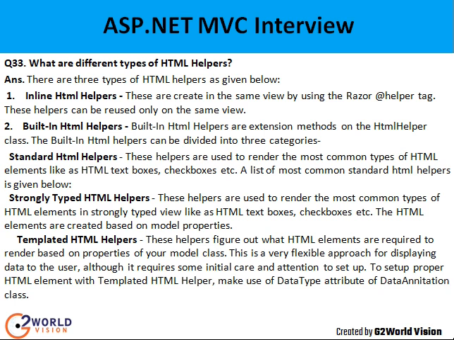Built-in HTML helpers. Built-in HTML helpers are extension methods on the HtmlHelper class. The built-in HTML helpers can be divided into three categories: standard HTML helpers, strongly typed HTML helpers, and templated HTML helpers. Standard HTML helpers are used to render the most common types of HTML elements like text box, checkbox, etc. A list of the most common standard HTML helpers is given.